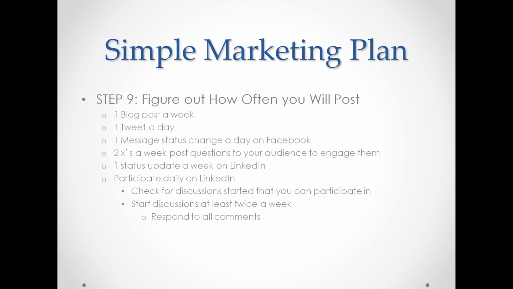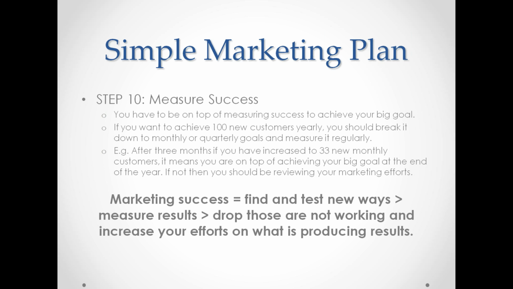Step 9 in our simple marketing plan is figure out how often you're going to post. Make a calendar, a schedule like we talked about in the series. Post one blog post a week, one tweet a day, one status change a day on Facebook. Two times a week, post questions to your audience to engage them. One status update a week on LinkedIn. Participate daily on LinkedIn. Check discussions that have been started that you can participate in. You can even start discussions at least twice a week and respond to all comments. Remember, maintain that pulse online.